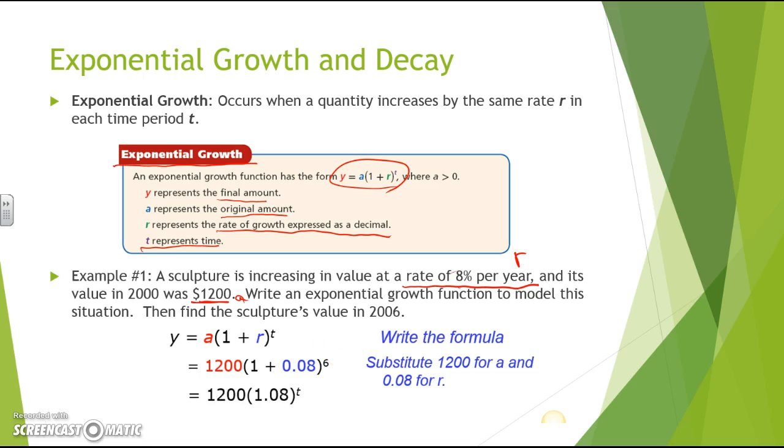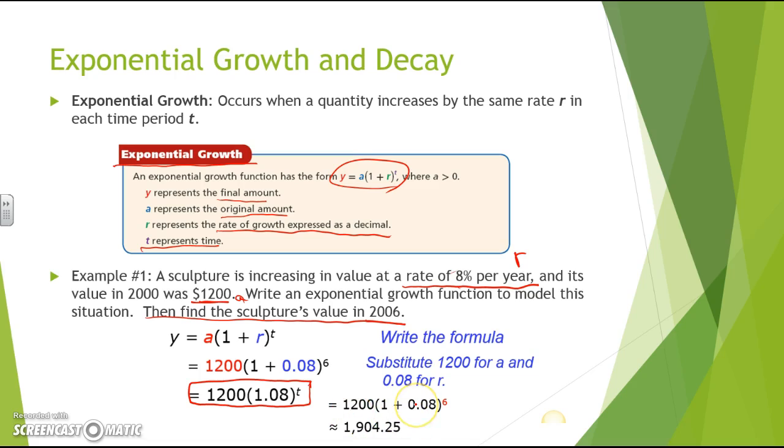When you solve that, this is what we get: 1,200 times 1.08 raised to the t power. So this is my function to model this. But there's a second part, which is to find the sculpture's value in the year 2006. So we take 2006 and subtract 2000 from it, so we get 6 years. Using the formula, we have 1,200(1 plus 0.08) raised to the 6th power.